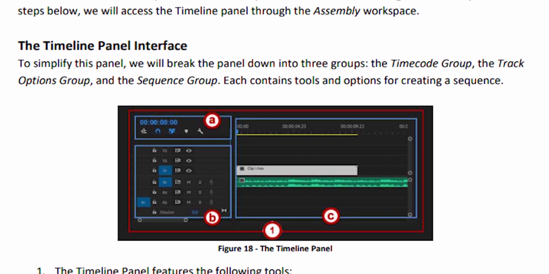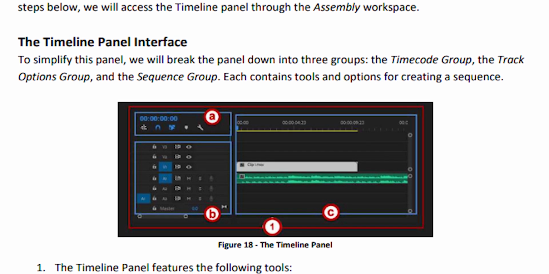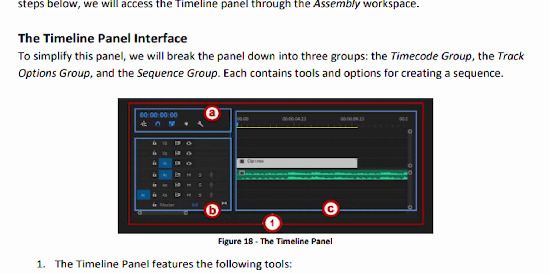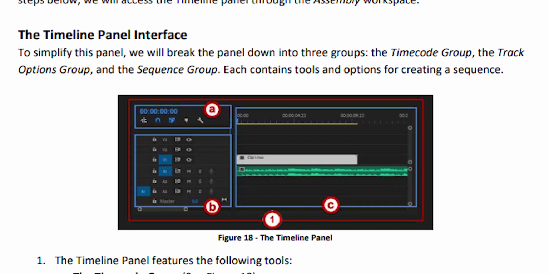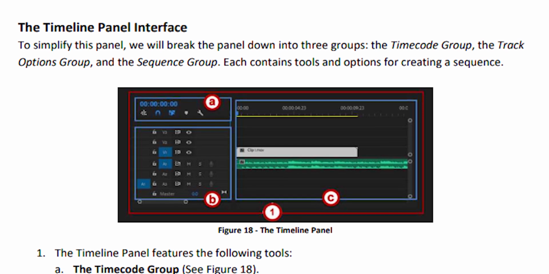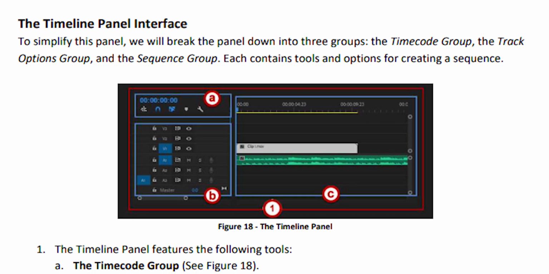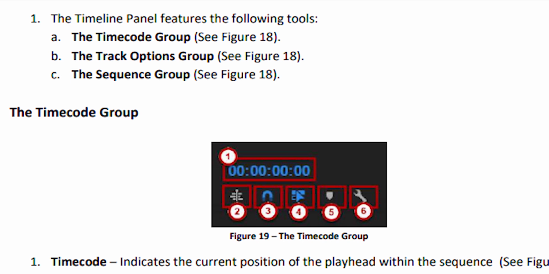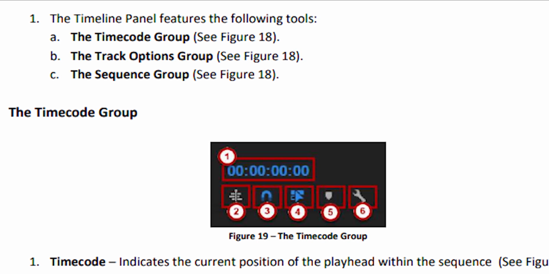Okay, so the timeline panel interface. To simplify this panel, we will break the panel down into three groups: the timecode group, the track option group, and the sequence group. Each contains tools and options for creating a sequence. For this class, we're going to be talking about the timecode group.